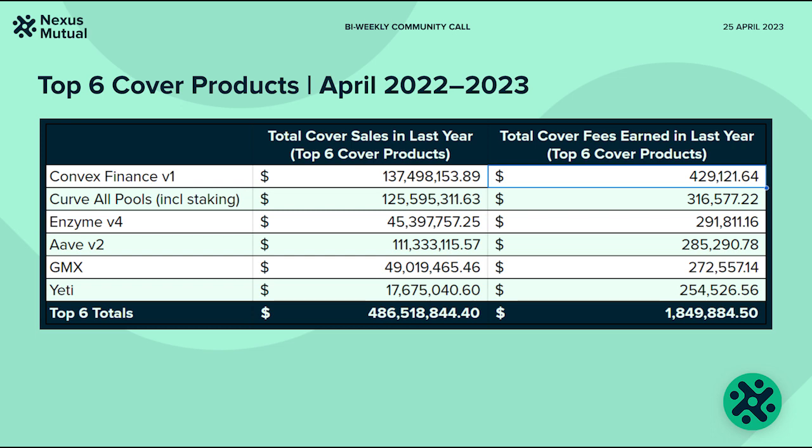Yeah, I think noting the large cover buys we've seen in the last year, we see a lot of demand for these existing products: Convex, Curve, Aave V2, GMX, Yeti, and we've seen that carry over since V2 launched, like Sem highlighted. Just to give you an idea, in the last year, from April 2022 to April 2023, we've sold a little over $920.5 million in cover. Of course, that's the aggregate. There's varying cover lengths, and we've seen an aggregate total, like Sem said, of about $3.9 million in fees earned.